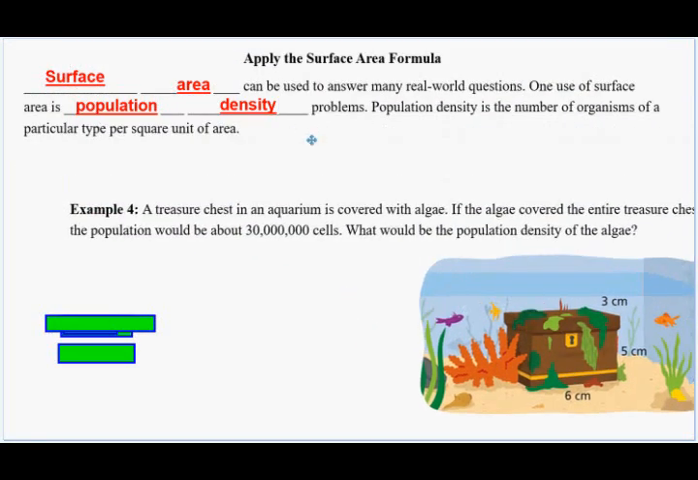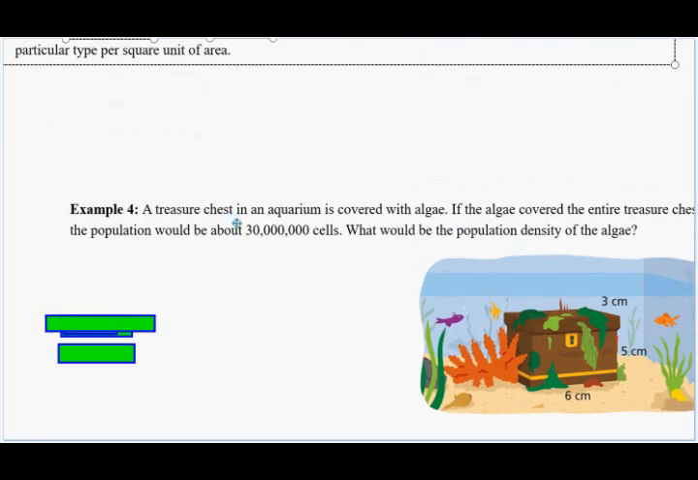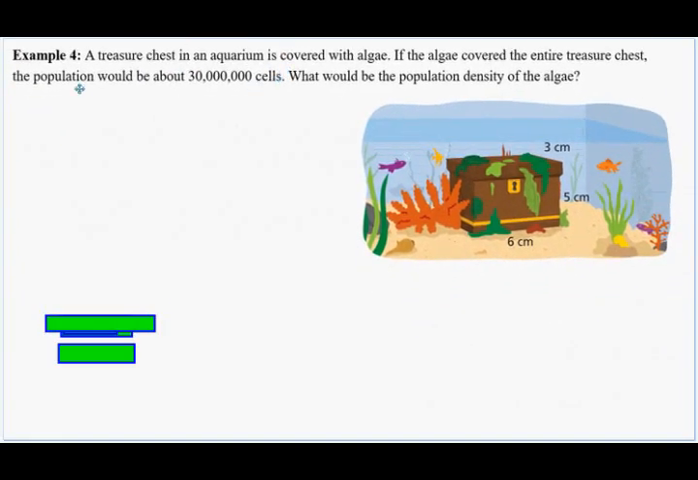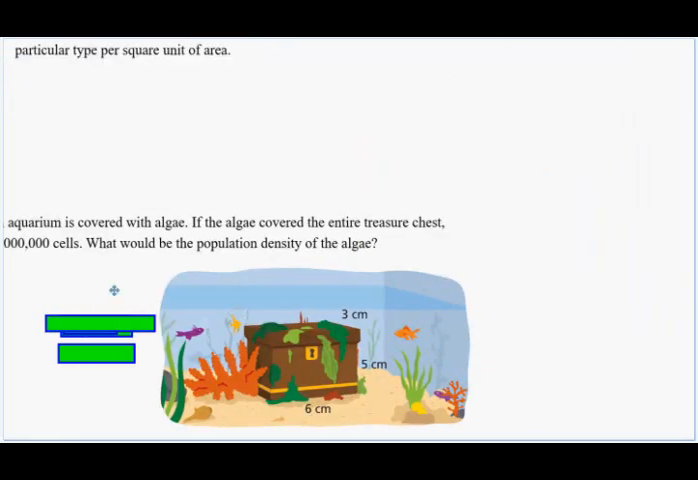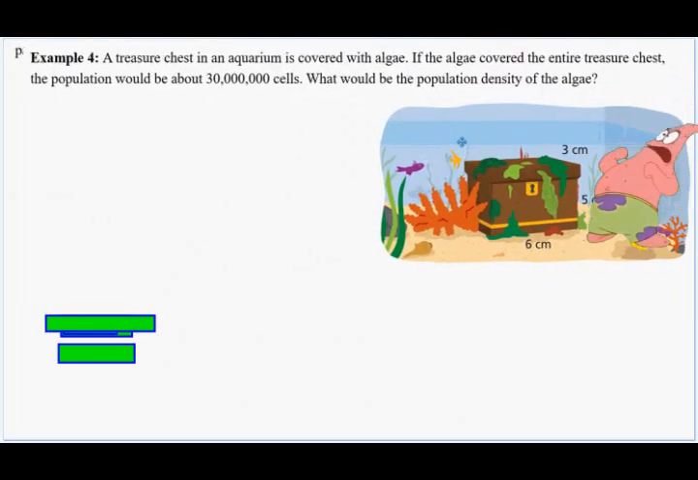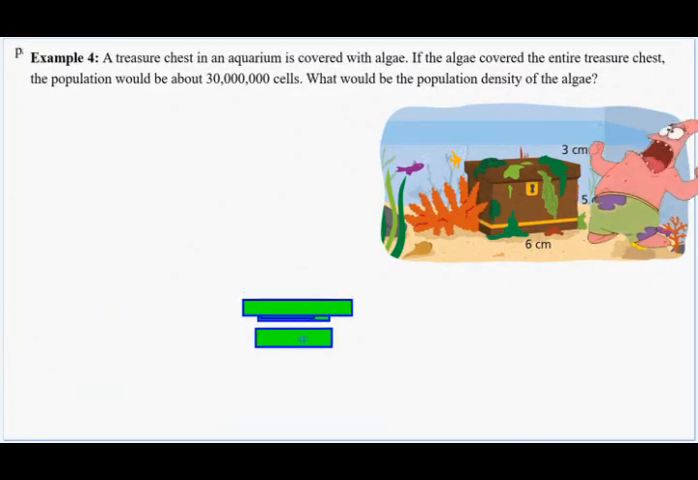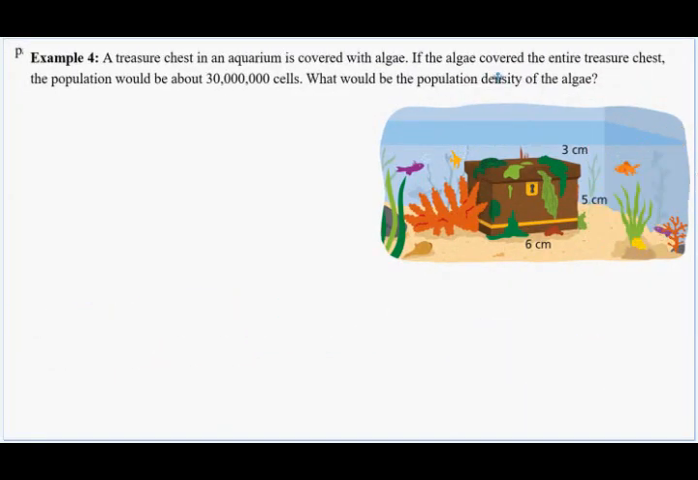So I'm going to get this out of the way. We've got a treasure chest in our aquarium. It is covered with algae. If the algae covered the entire chest, the population is about 30 million algae cells. What is the population density of the algae?